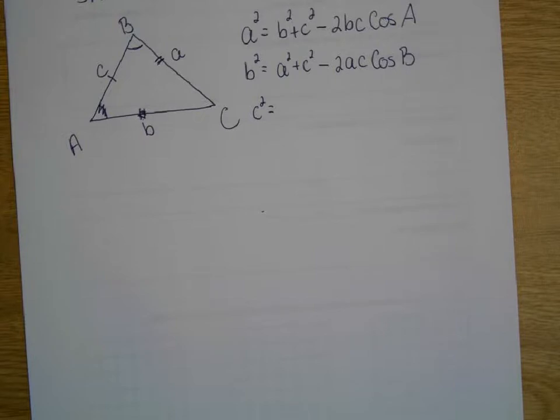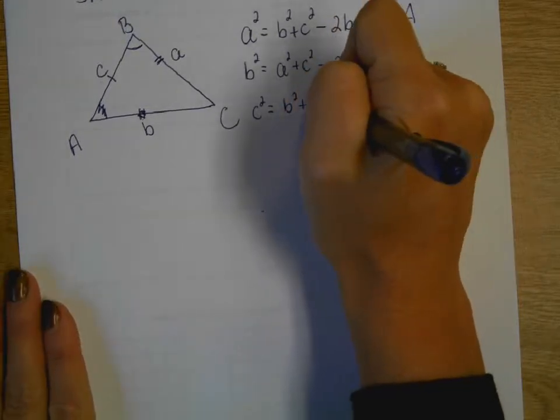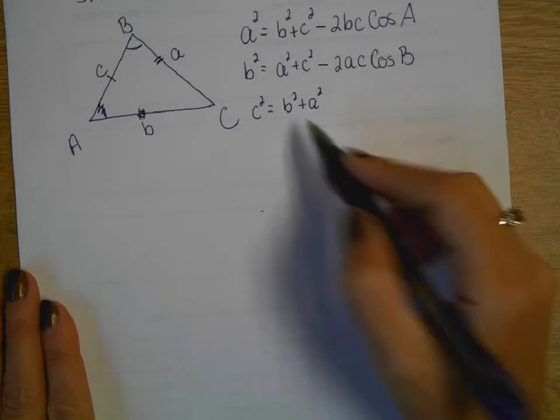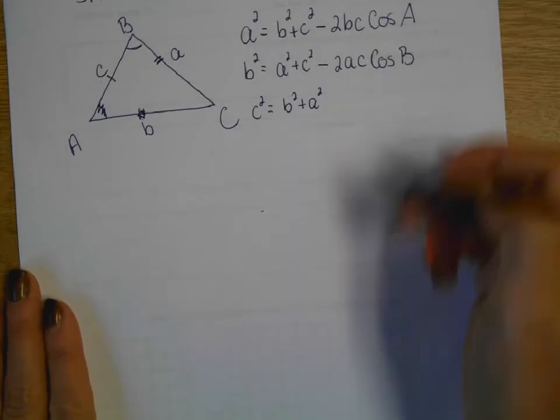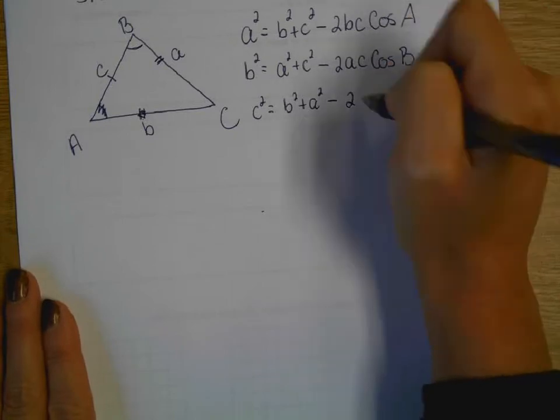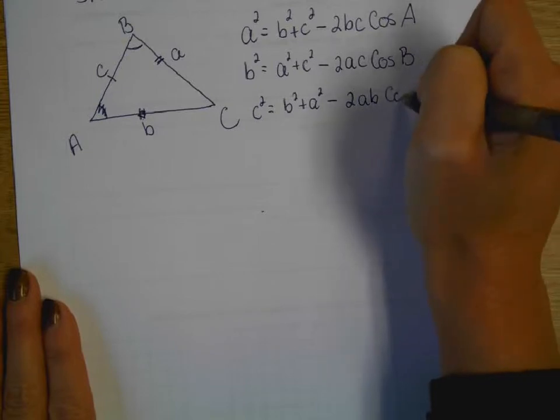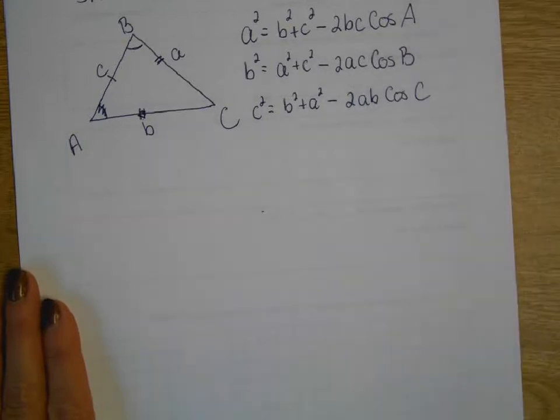What would it be? B squared plus A squared. Would it matter what order I write those in? No, because we're adding, it doesn't matter. Then what? A minus 2 times A B times cosine of C. That's it. Is that all we're doing today?